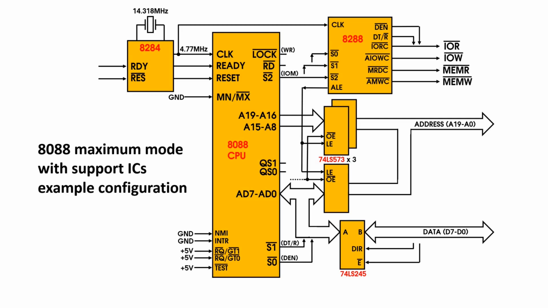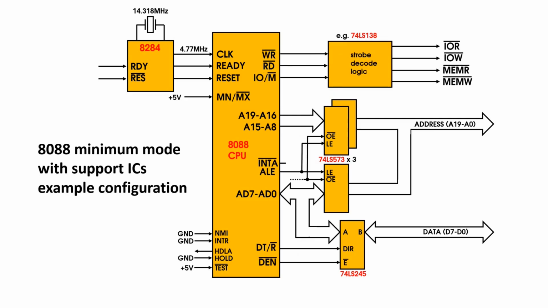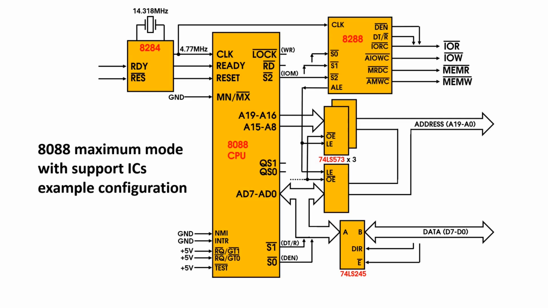Address latch enable has become QS0, Q status 0. Q status 0 and Q status 1 are required by the 8087 in order for it to snoop on the data bus to know what is happening with the instruction stream. But in maximum mode, if you're not using the 8087, they're not usually connected anywhere. And again, in this particular example, I've shown that A8 up to A15 are latched, but strictly that's not necessary.